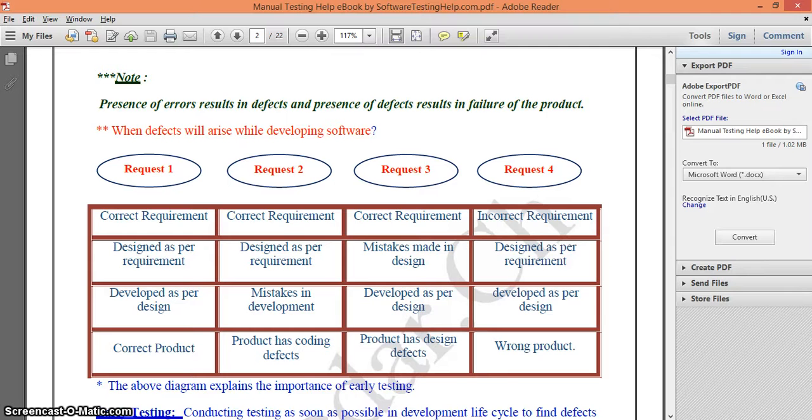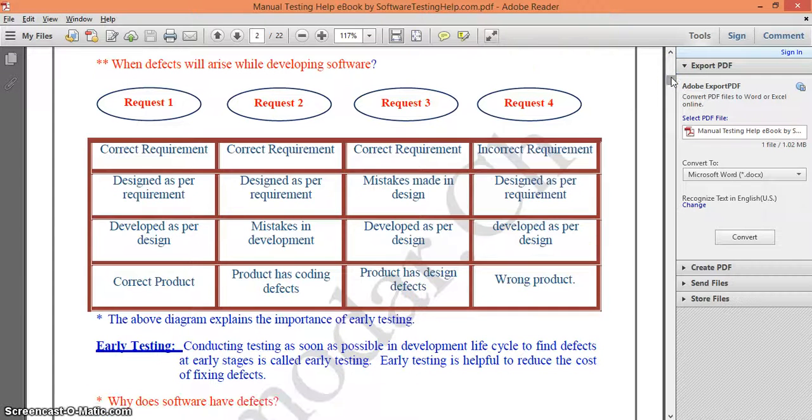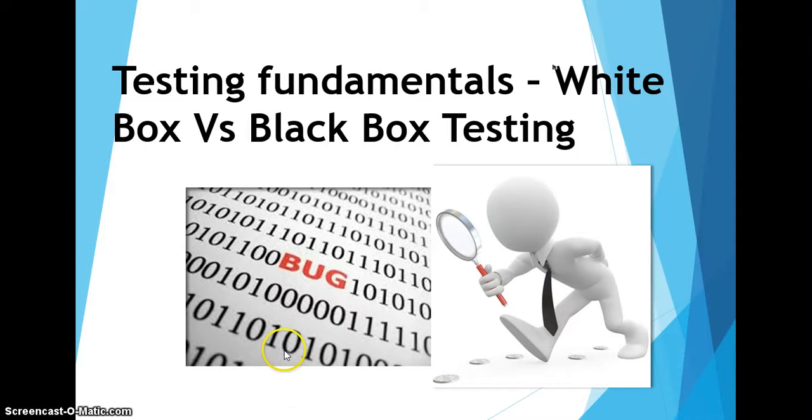So you need to test early in the cycle to ensure that you don't have design defects or wrong products developed, because conducting testing as soon as possible in a development life cycle helps find defects at an early stage, and it reduces the cost of fixing defects. If you look at request 4, if we had picked up that the requirement was incorrect at that stage itself, you would not have had a requirement level defect, which will take a lot of cost to fix in the final stages of the project. That was just a quick recap about defects, the cost of fixing defects, and trying to test early, and also a quick recap on the software development life cycle.